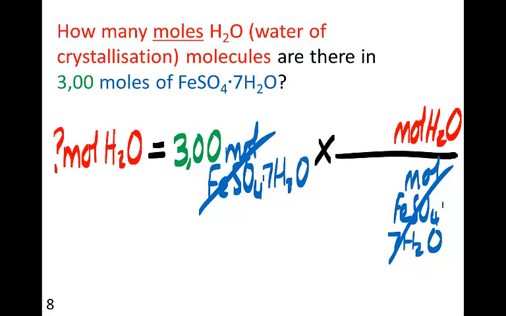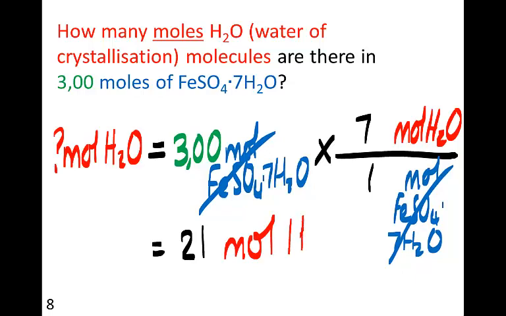So, how many moles water in how many moles iron sulfate? There are 7 moles of water of crystallization inside every 1 mole of iron sulfate. 3 times 7, 21 moles of water of crystallization.